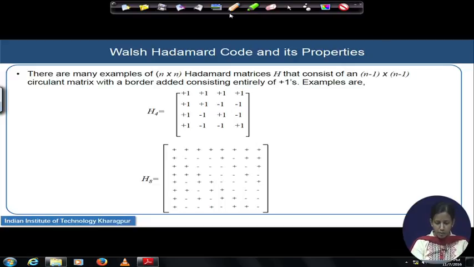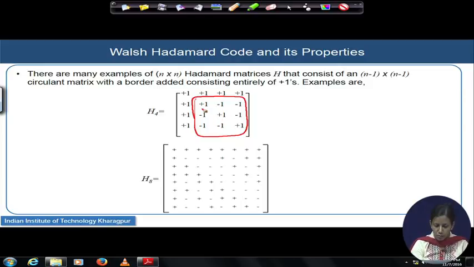In the actual matrix, if you get an n minus 1 cross n minus 1 circulant matrix, and if you add the border of +1s, you will be able to get an n cross n Hadamard matrix, inside which there is an n minus 1 cross n minus 1 circulant matrix. Let us take an example of another H4. See this H4, this is the fundamental n minus 1 cross n minus 1 circulant matrix.